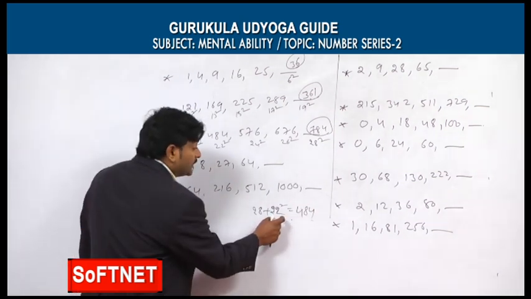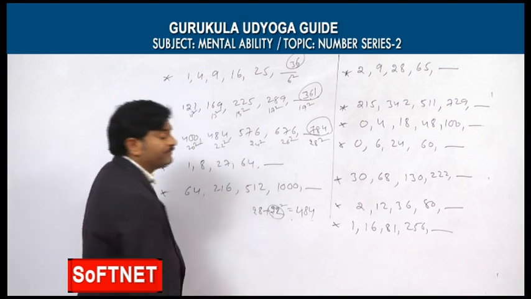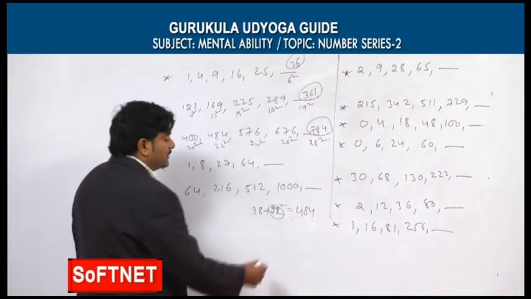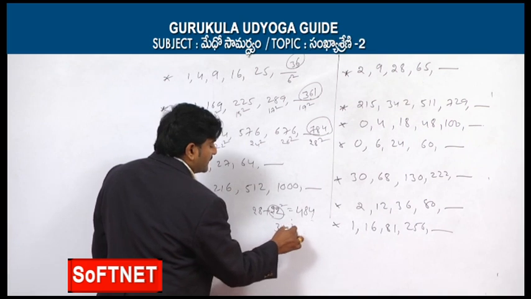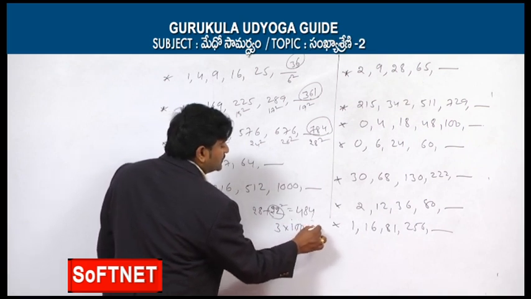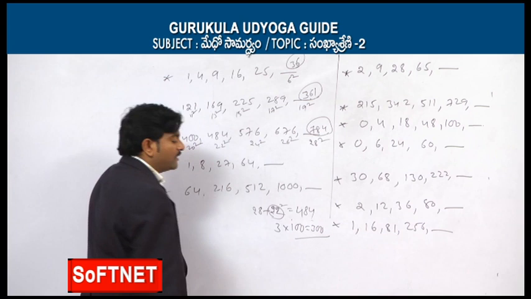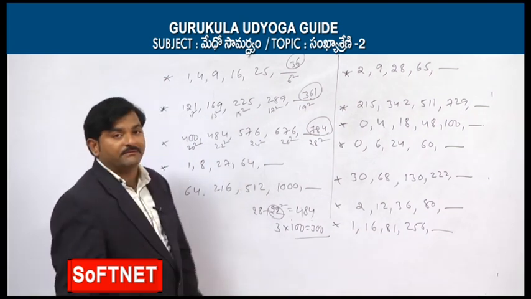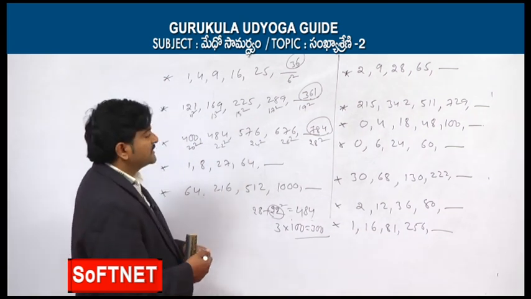Okay. How much do we need to add to 22 to get 25? 22 plus 3 is 25. That's why 3 into 100 is equal to 300. 484 plus 300, how much are you getting? 784. That is the square of 28, 784.